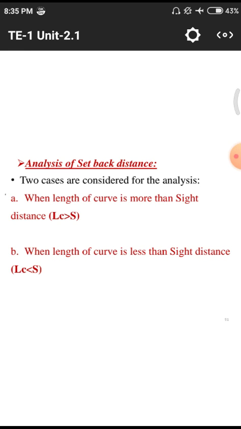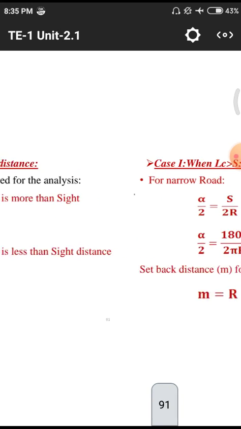The total setback distance is proportional to these sight distances. If the length of the curve is more than the sight distance, that means whatever length we require, the length is more than that, and that is what we have to take. If the length is less than that, that is what we need to implement. Those two things we discuss here in the analysis of the setback distance.